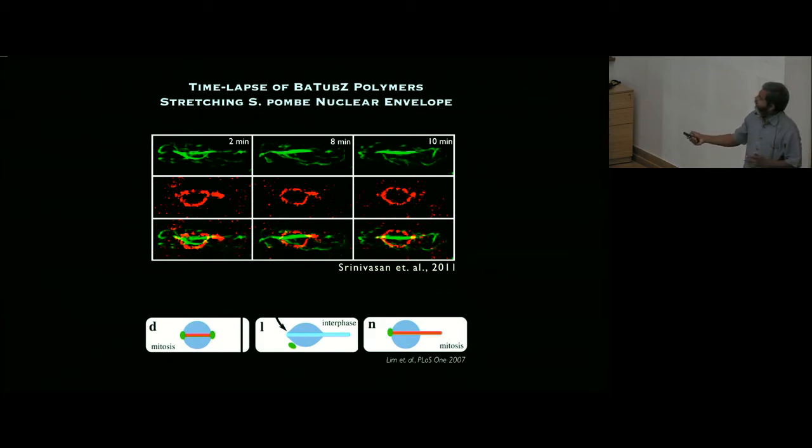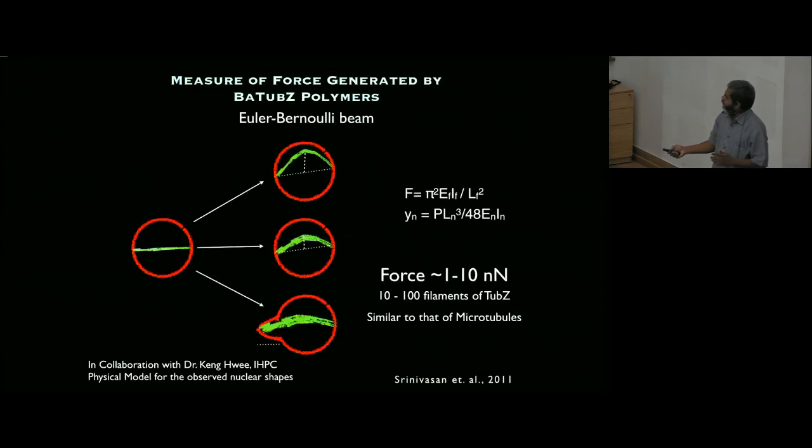So we utilized this membrane shape and bending in collaboration with Keng Wee at IHPC in Singapore. They measured the deformation in these yeast nuclear envelopes, and also the deformation in the filaments that I showed you. And this is the only slide where you will actually see an equation. They could calculate the force generated by these bundles on the membrane to be around 1 to 10 nanonewtons, which is very similar to that made by microtubule filaments.